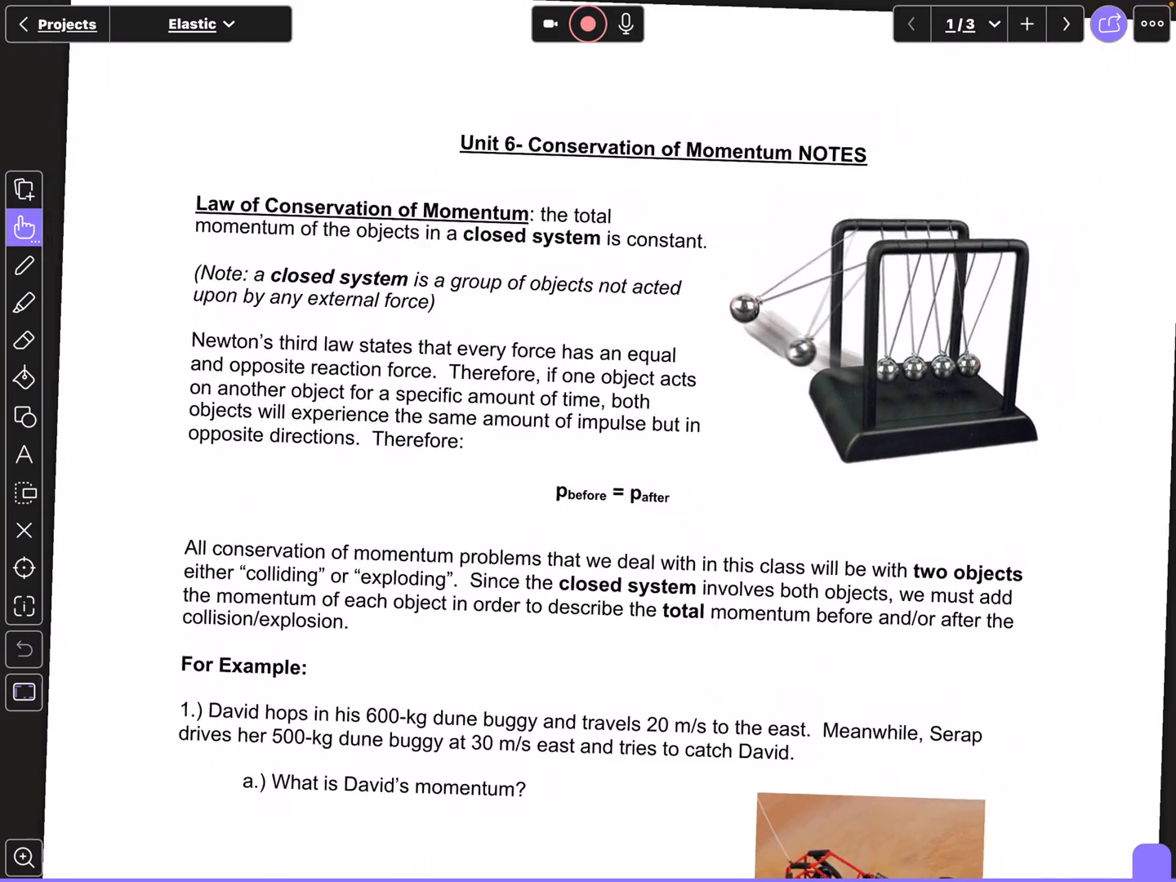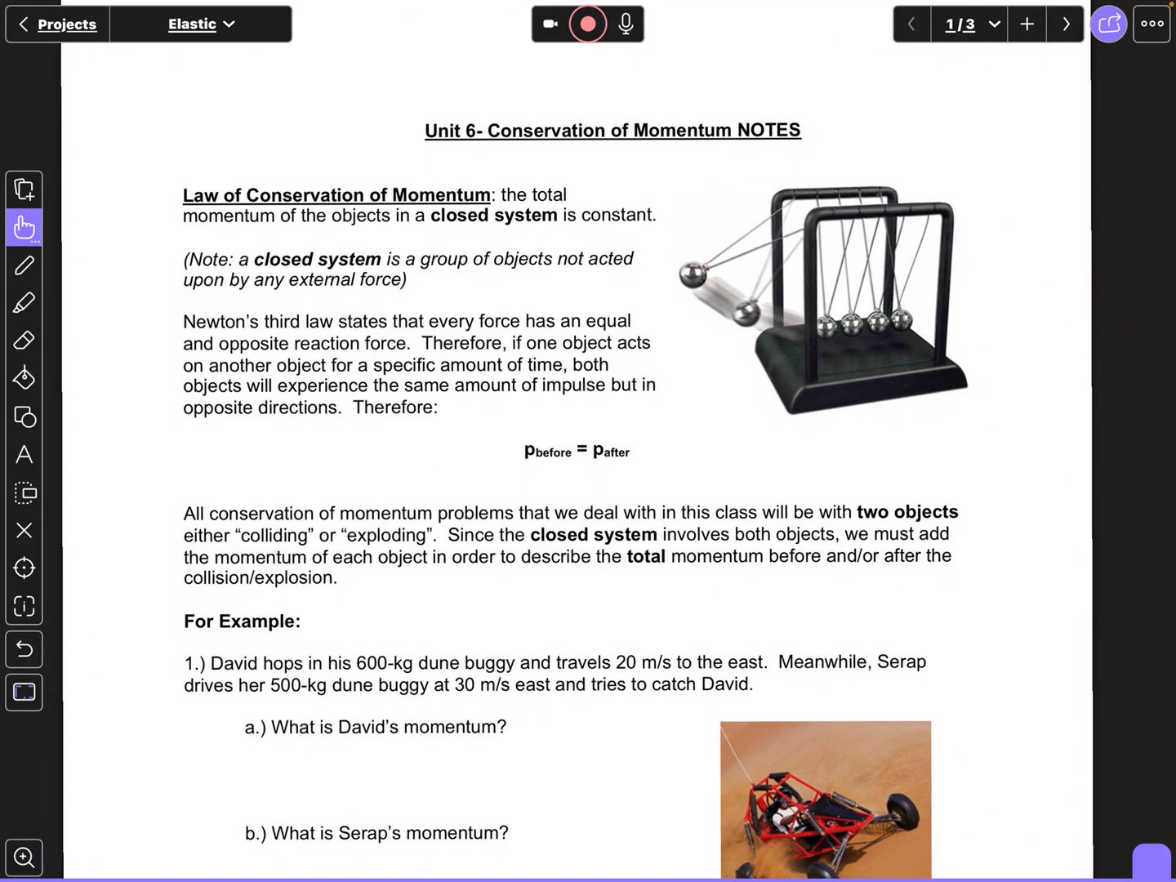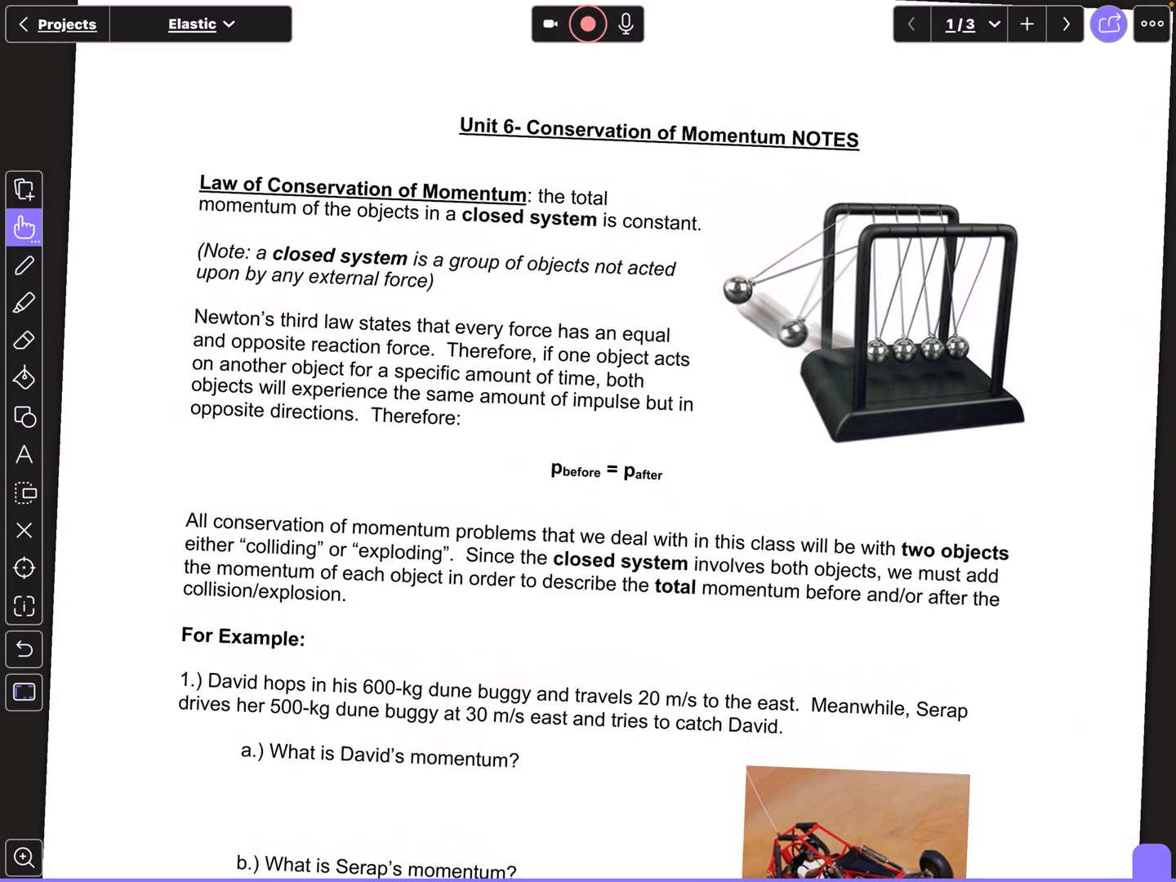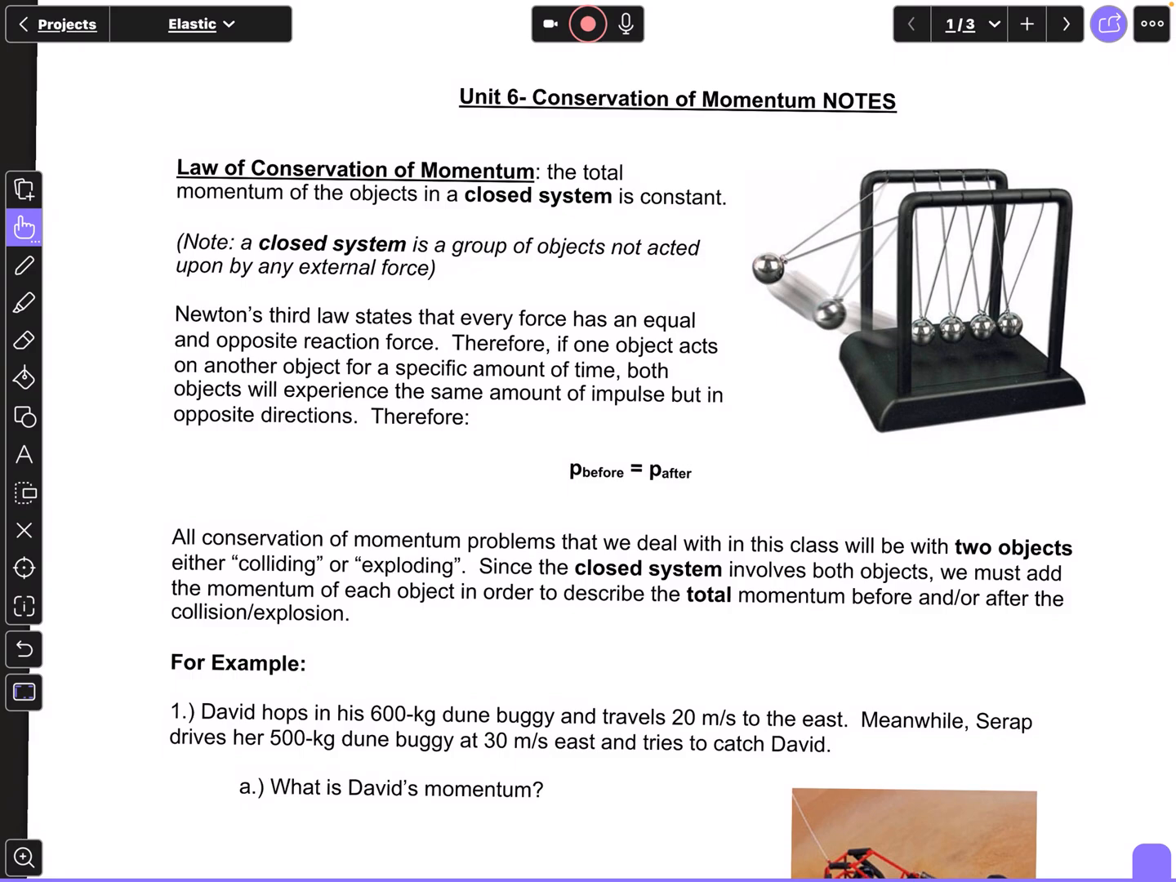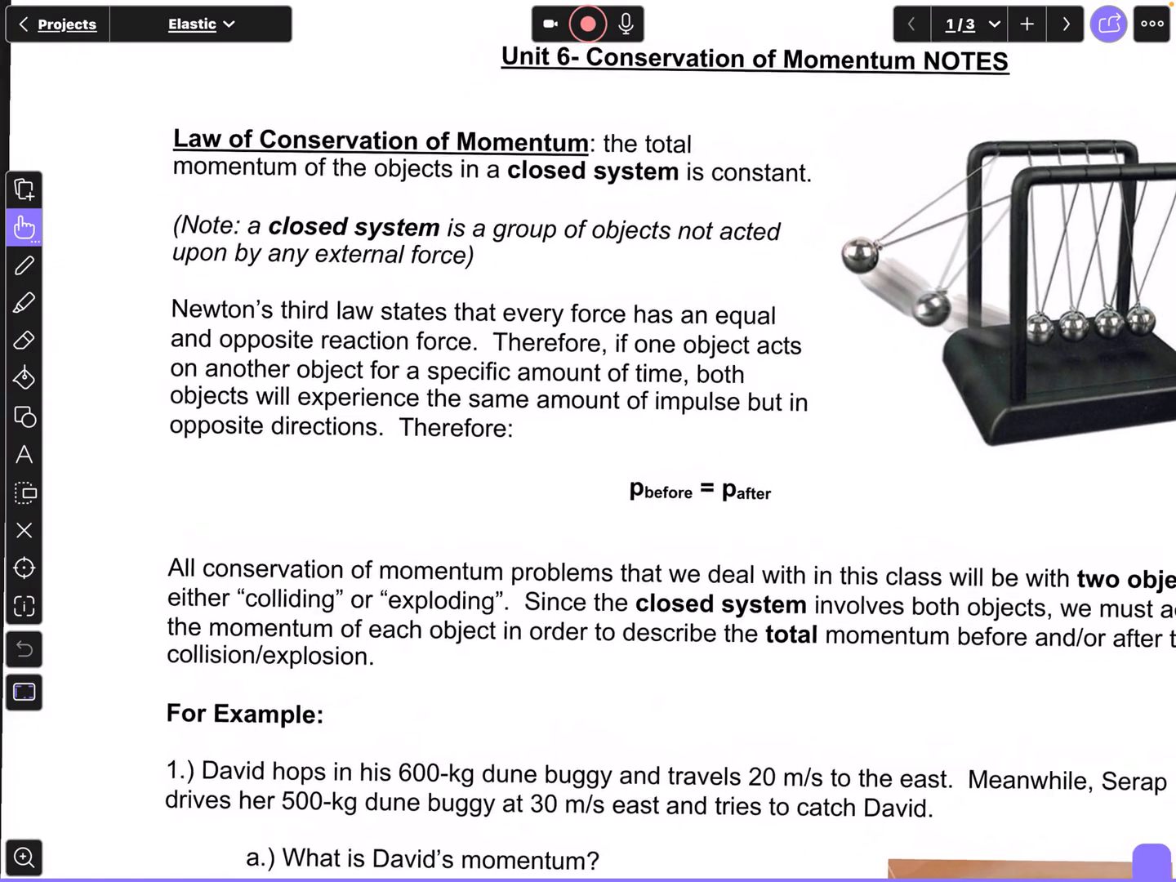Now, this is the handout that you should have and follow along with, the guided notes. Now, the law of conservation of momentum says that the total momentum of the objects in a closed system is constant. It says that the momentum before a collision equals the momentum after a collision. A closed system is a group of objects not acted upon by any external force.